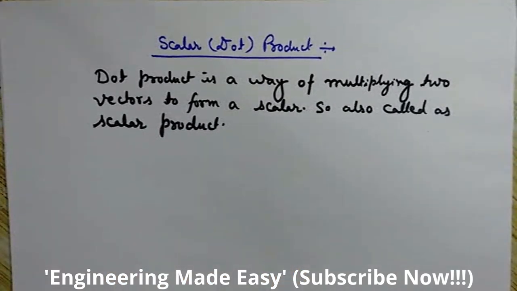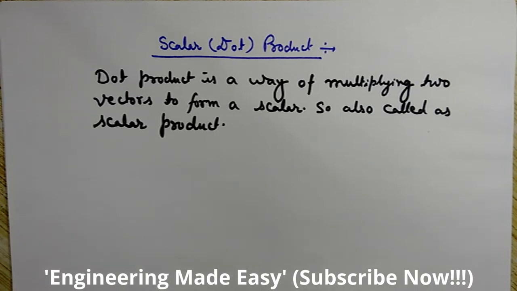Geometrically, the dot product is the product of the magnitudes of the two vectors and the cosine of the angle between them. And algebraically, the dot product is the sum of the products of the corresponding entries of two sequences of numbers. We will understand both definitions of the dot product, geometrical and algebraical, one by one. First of all, let's start with the geometrical definition.